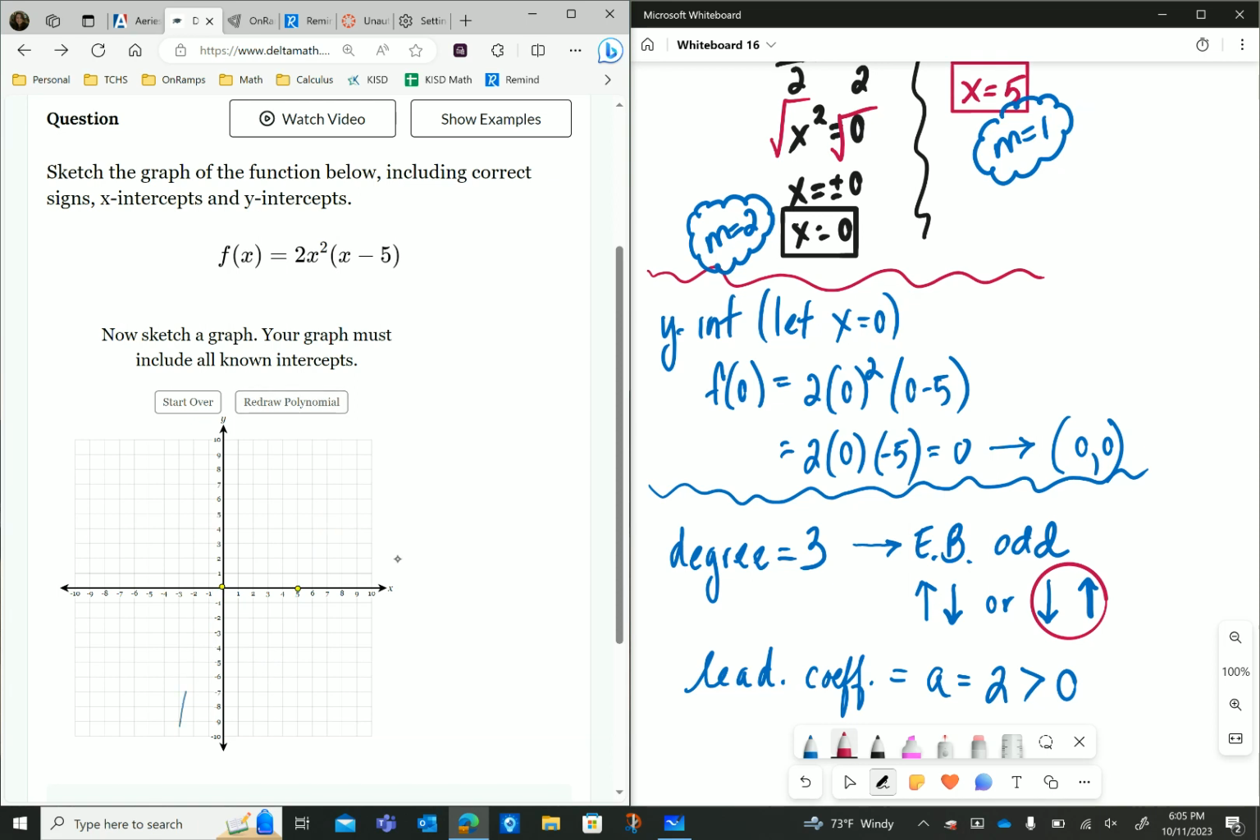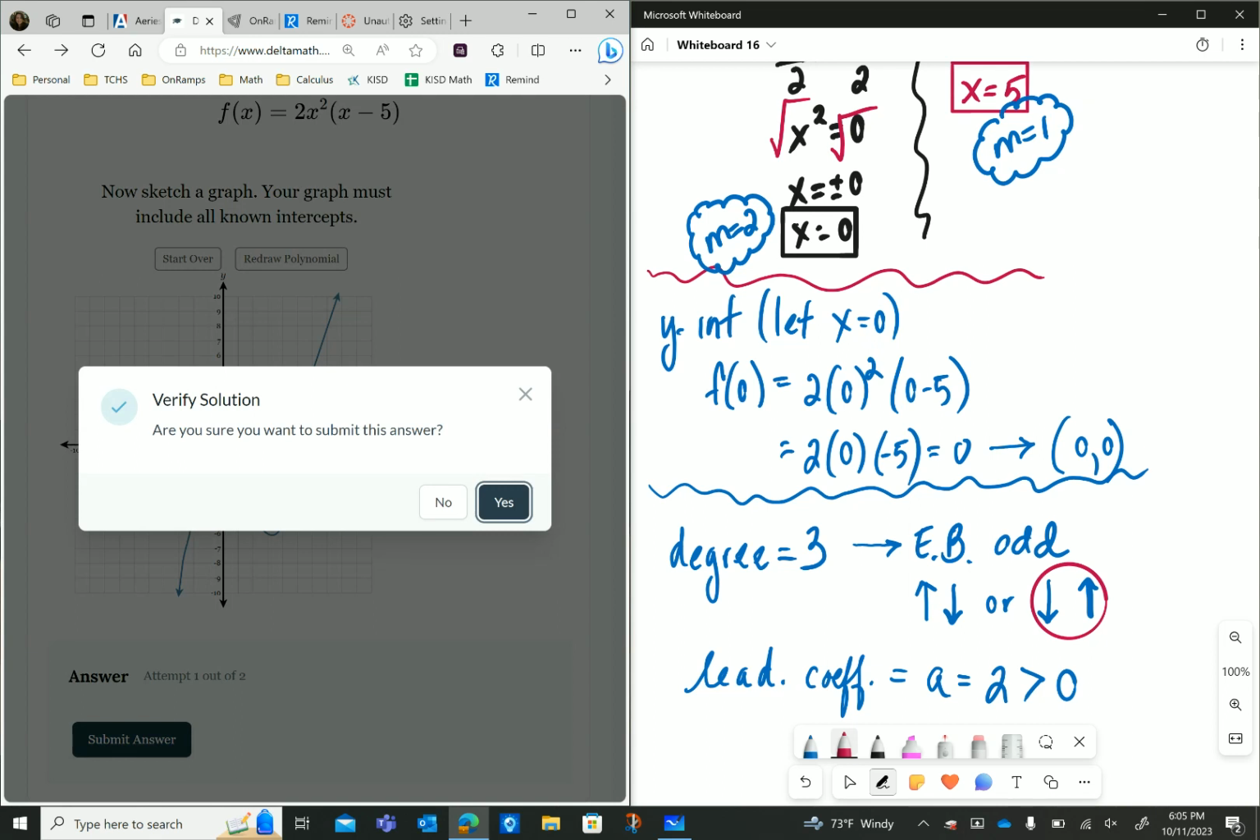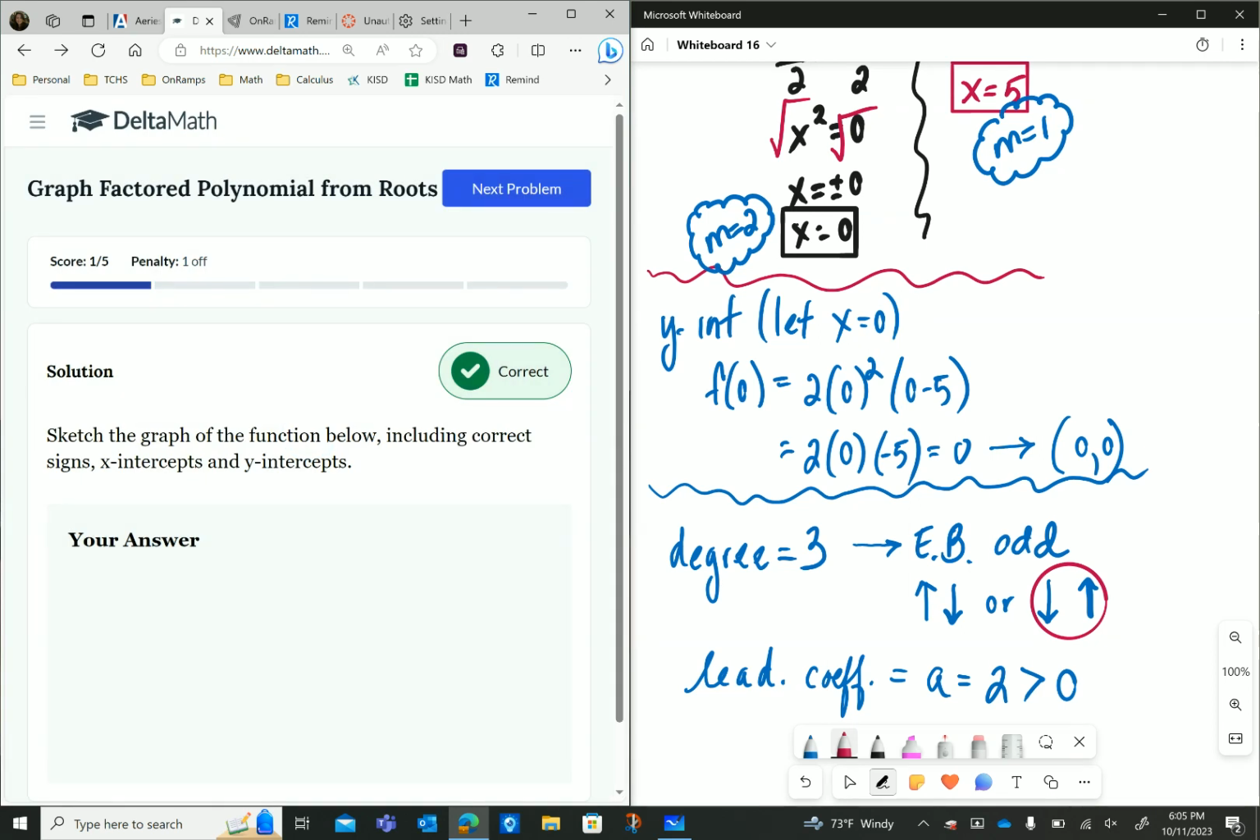I know I'm using a pen here. It's so much easier than just using your finger, but it will draw the arrows for you. So notice it had a bounce at 0, because of the 2. And then it goes straight through the 5 because it has a multiplicity of 1. And the end behaviors are done. So I'm going to hit submit. Yes. And there's your answer.